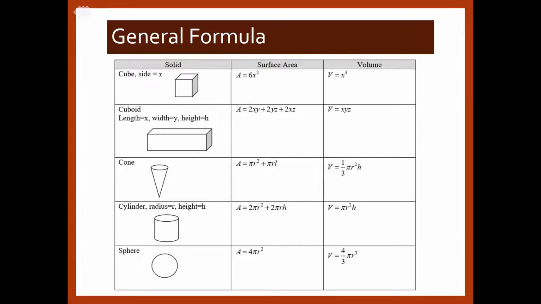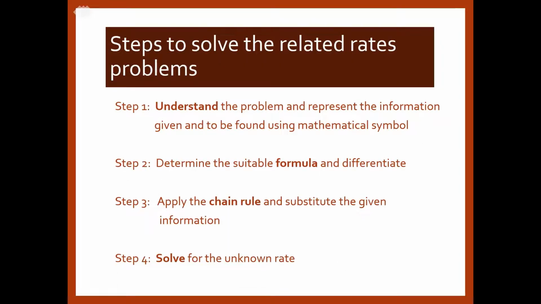This formula is useful to solve the related problems. These are the steps to solve the related rates problems. First, you need to understand the problem and represent the information given and to be found using mathematical symbols. Next, determine the suitable formula and differentiate. Then, apply the chain rule and substitute the given information. Finally, solve for the unknown rate.